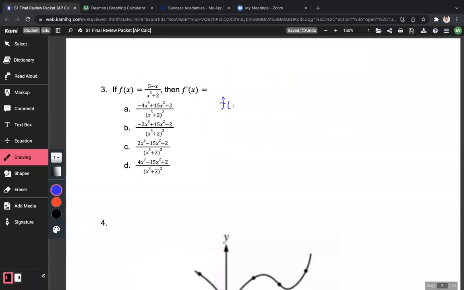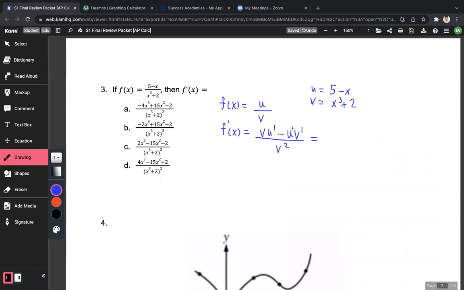Moving right along to number 3, here we're going to have to use our quotient rule. Remember that for our quotient rule, say that our function f of x, if I can write that as some function u over v, then f prime of x is going to equal, remember my yodeling trick, low d high minus high d low over low squared. In this example, my numerator is u, that's 5 minus x. My denominator, v, is x cubed plus 2.